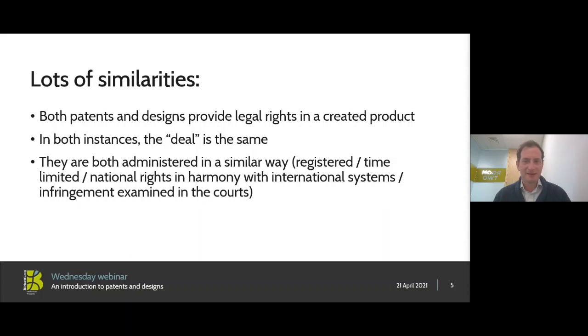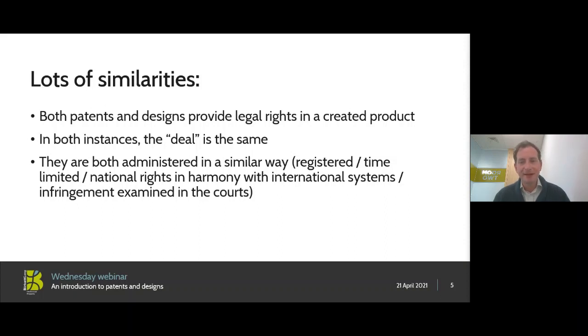But then equally there are some regions. So there's a European patent office, which is very popular with our clients. There's a Eurasian one. There are 2 African ones. And likewise, there are national and regional offices related to designs, although they're not necessarily the same in all instances.